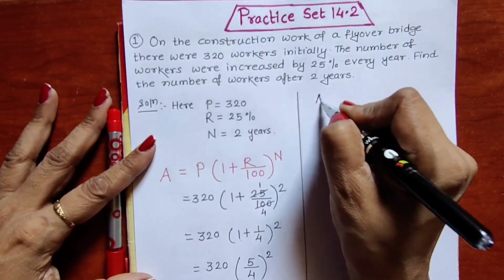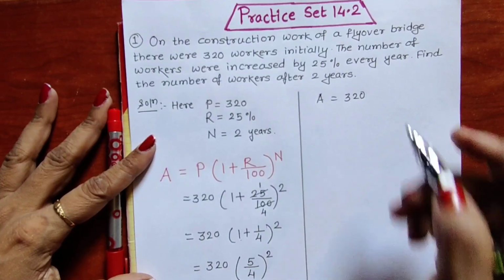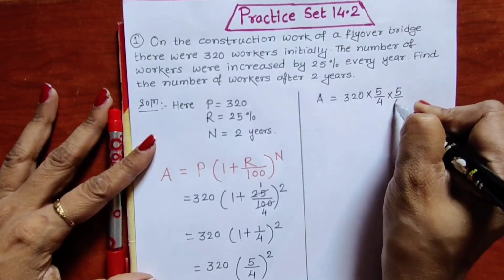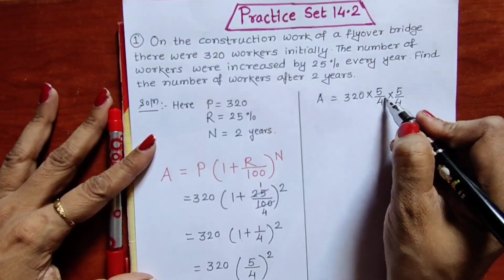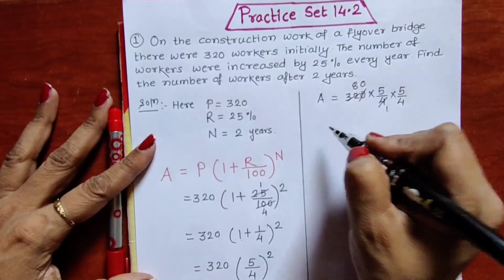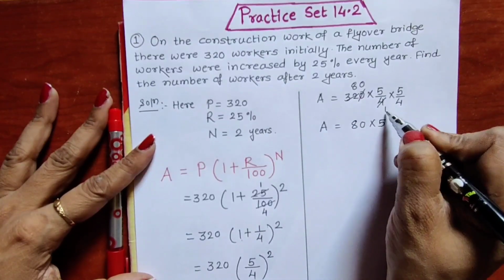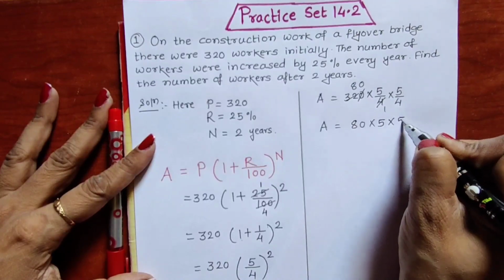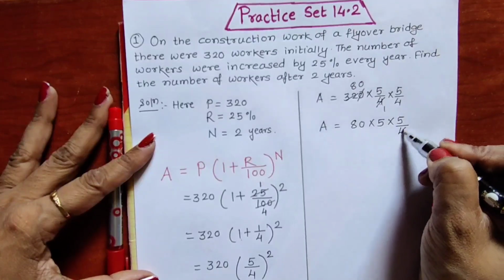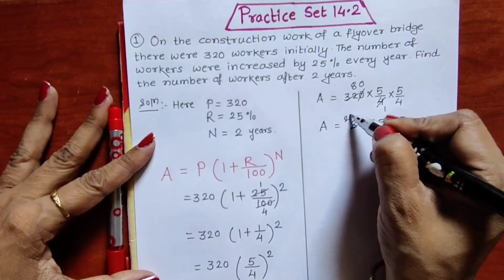5 upon 4 square means the same number we have to write 2 times. So A is equal to 320 as it is I am writing. 5 upon 4 square means 5 upon 4 multiplied by 5 upon 4, 2 times. Now we will cancel this 320 by 4. 4 ones are 4, 4 8s are 32 and 4 zeros are 0. So we will be getting A is equal to 80 multiplied by this 5 remaining, in denominator 1 we are getting. Then 5 upon 4, when 1 is there we don't write. Here 5 upon 4 again we are getting. So again this 80 can be cancelled by this 4. 4 ones are 4, 4 twos are 8, 4 zeros are 0.